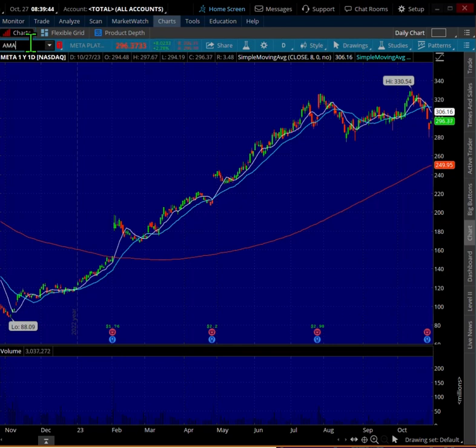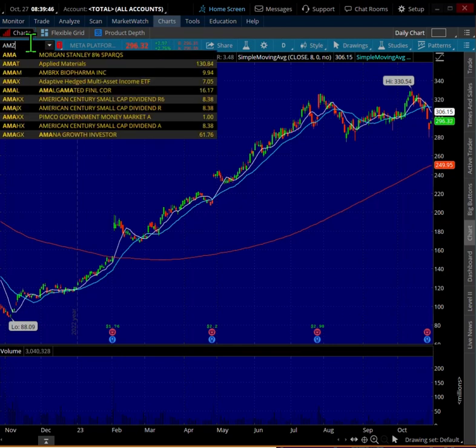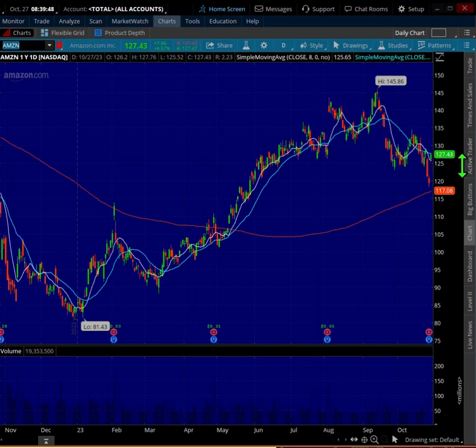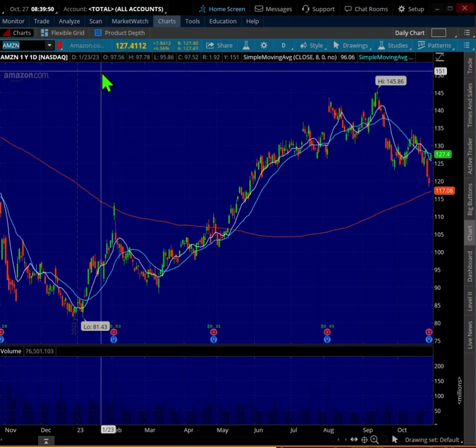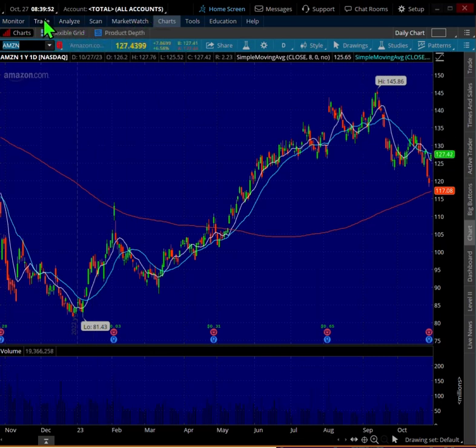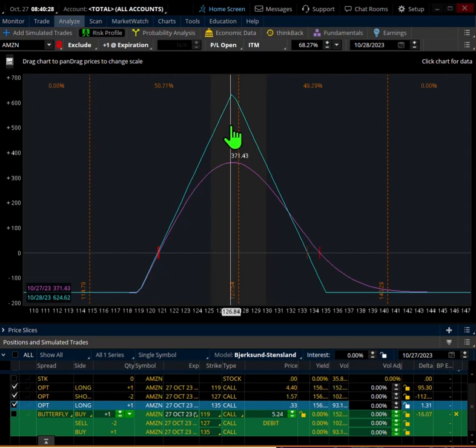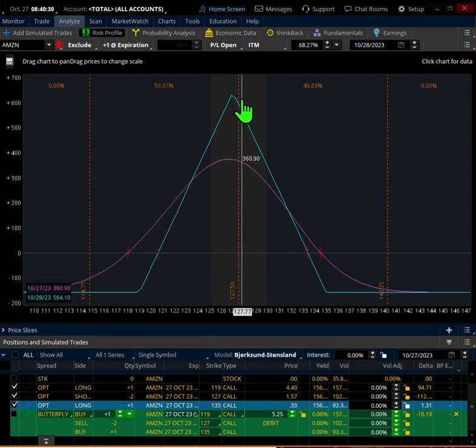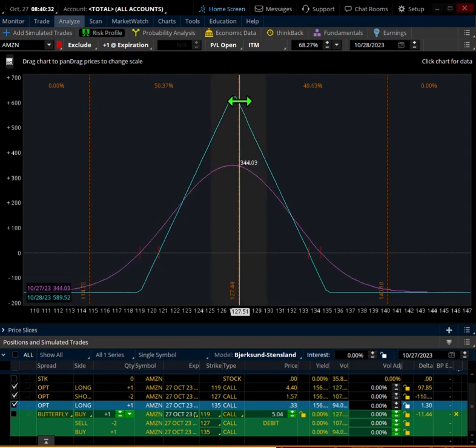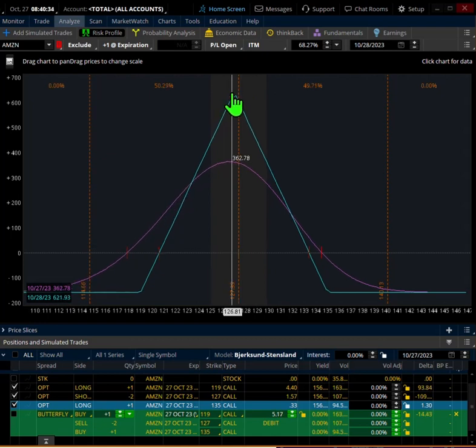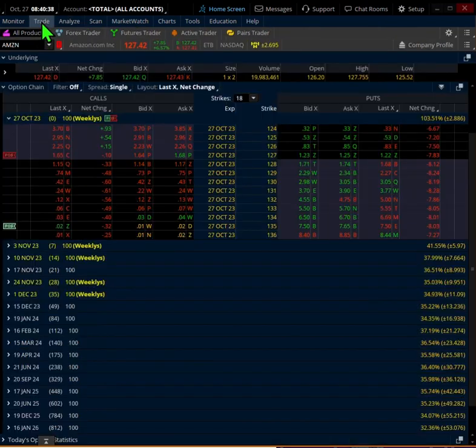But Amazon, on the other hand, is right at our short strike of 127. So let's take a look here at the Analyze page. And here's our trade. And the purple line is right now. And we are just right in the sweet spot. This is right where we need to be. So I think we're going to unwind this and see what we can do. I think our max profit was around 600 on this.